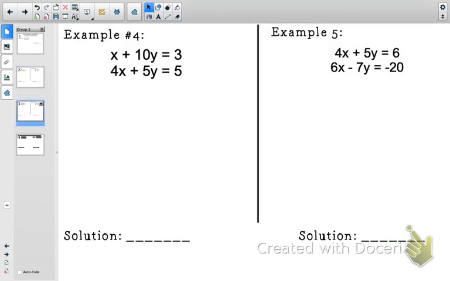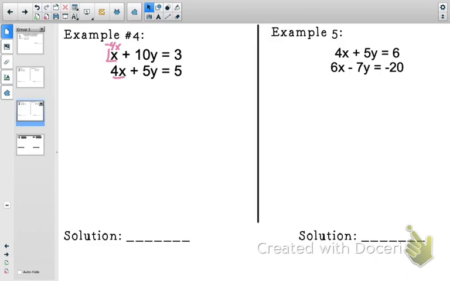All right, we have 2 more examples. So in the last couple, we saw just adding right away. We saw multiplying by -1. We saw multiplying by one number. So in example 4, if we look at our x's, I've got a 1 and I've got a 4. I've got a 10 and I've got a 5. I think the 1 and the 4 is going to be easily changed. Anytime you have a coefficient of 1 or -1, those ones are the easiest to change.